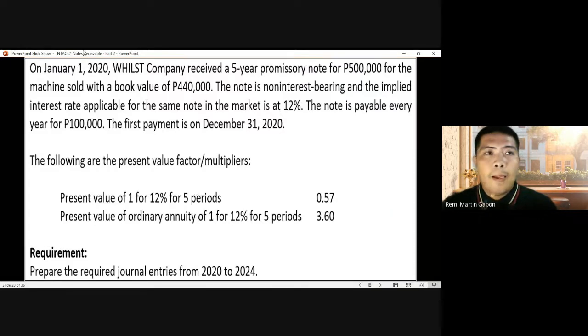Next. On January 1, 2020, Wills Company received a 5-year, this time a 5-year promissory note for 500,000 for the machine sold with book value of 440,000. Still non-interest bearing, implied interest at 12%. The note is payable every year for 100,000. The first payment is on December 31, 2020. So what type of present value will be applied based on the given information.